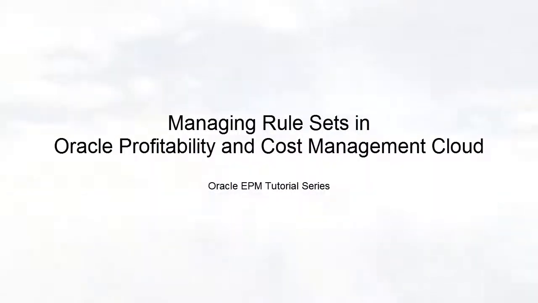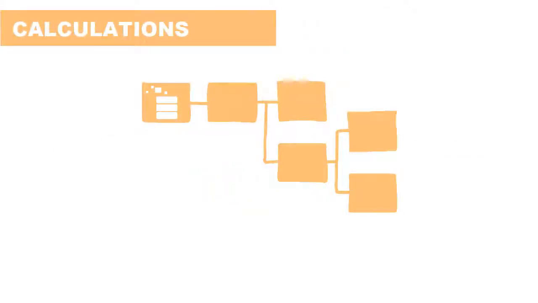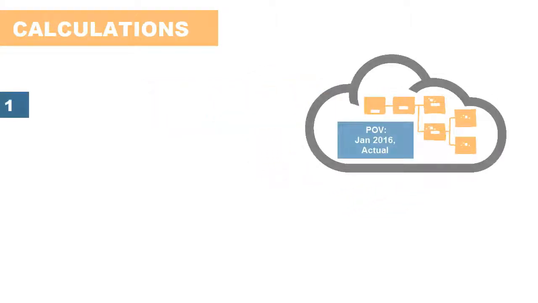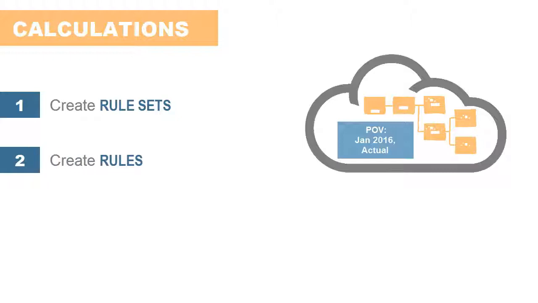Welcome to this step-by-step tutorial on managing rule sets in Oracle Profitability and Cost Management Cloud. Calculations control how costs and revenues are assigned from a source to a destination as the funds flow through the application. You set up calculations for a POV by creating rule sets and then adding rules. In this tutorial, we'll create a rule set.